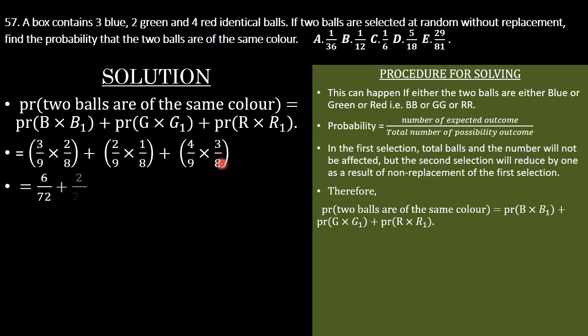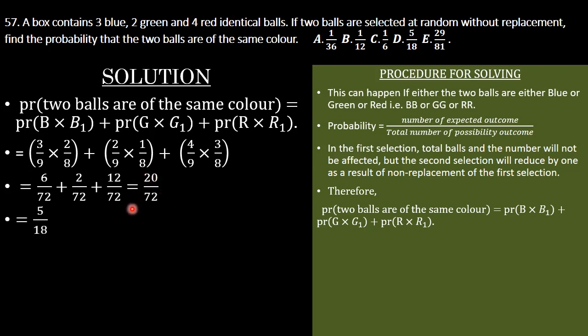3 multiplied by 2 is 6, over 9 multiplied by 8, we have 72, plus 2 multiplied by 1, we have 2, over 9 multiplied by 8, we have 72, plus 4 multiplied by 3, we have 12, over 9 multiplied by 8, we have 72, is equal to, when you find the LCM, LCM is 72, when you add the numerators together, we have 20 over 72.